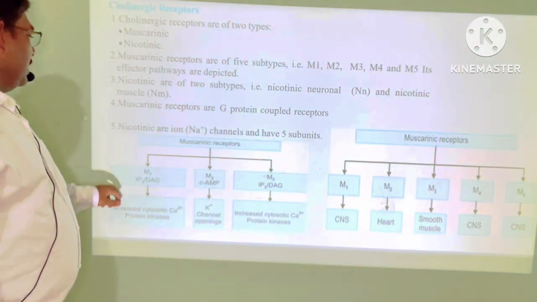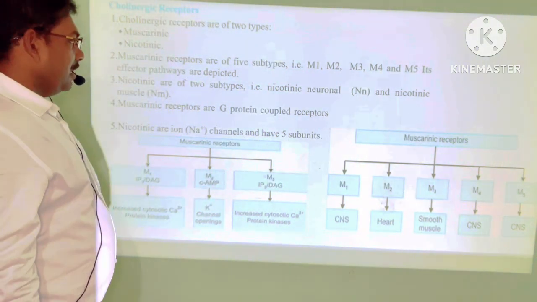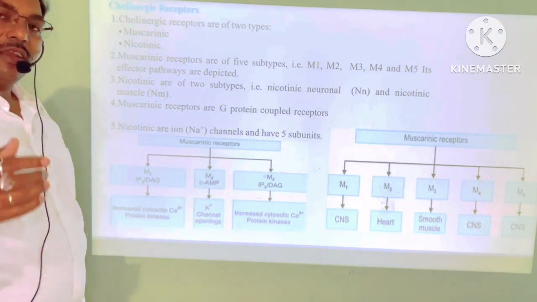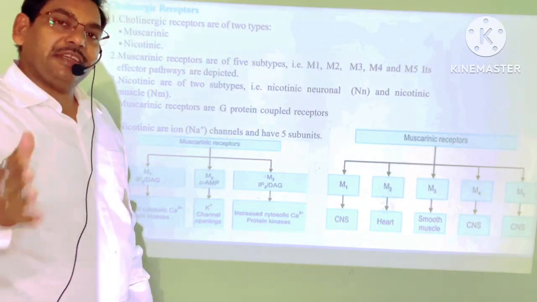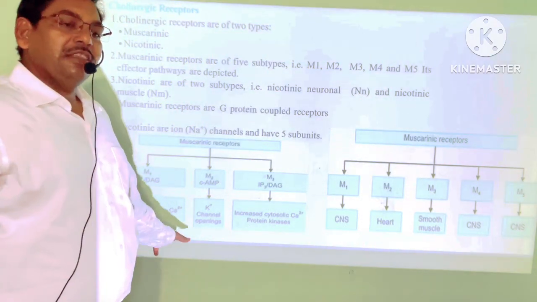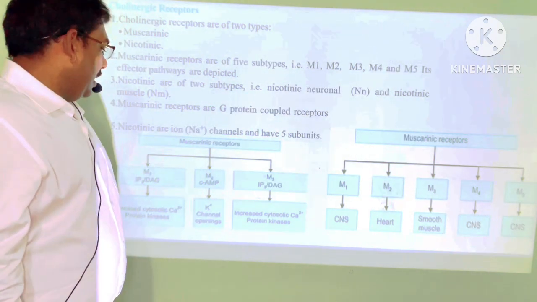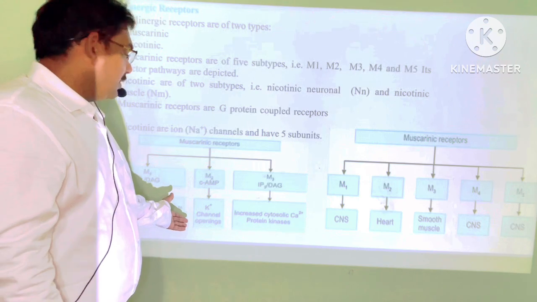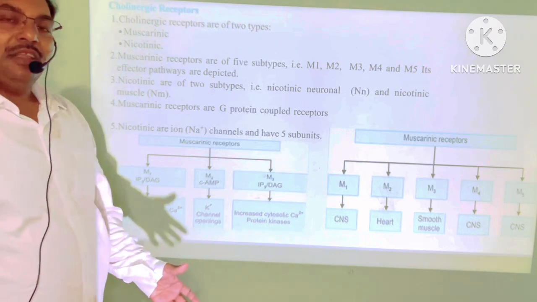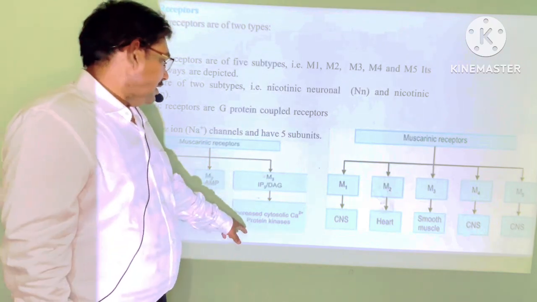Okay, this is the muscarinic receptor, and it has M1, M2, and M3. M1 works through the G protein, IP3 DAG pathway, which finally increases the calcium level and protein kinase, inducing contraction. M2 works through the cyclic AMP pathway inhibition due to dephosphorylation. After that, the potassium channel opens and relaxation occurs in cardiac muscle, because M2 is present in the heart and M3 is in smooth muscle.